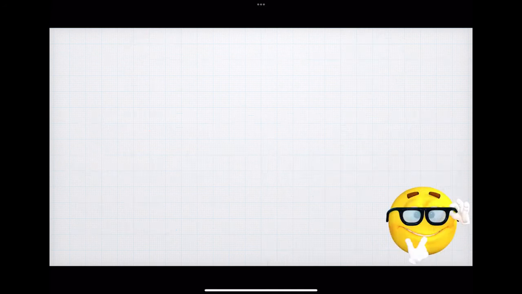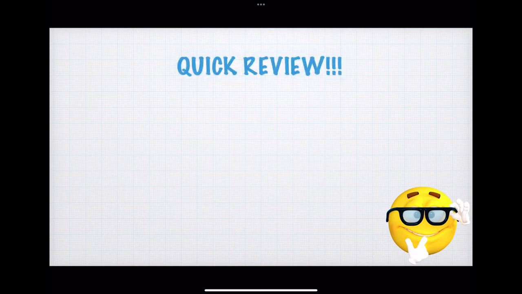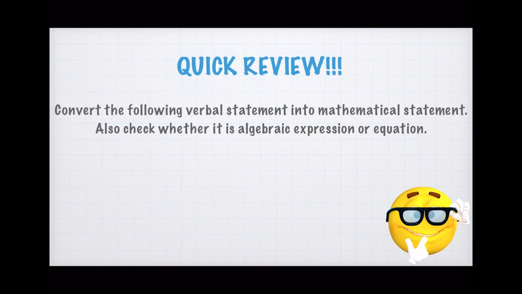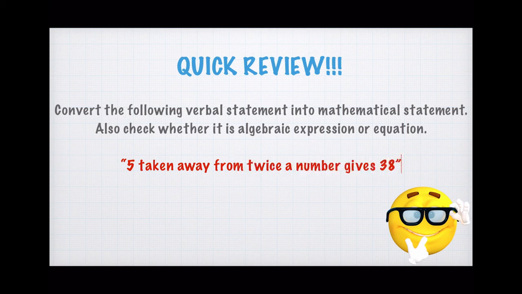So children, I hope you all have understood and enjoyed today's lesson. But before I let you go, here is a quick assessment for you. Convert the following verbal statement into a mathematical statement. Also state your reason to classify it as an algebraic expression or an algebraic equation. 5 taken away from twice a number gives 38. I repeat, 5 taken away from twice a number gives 38.